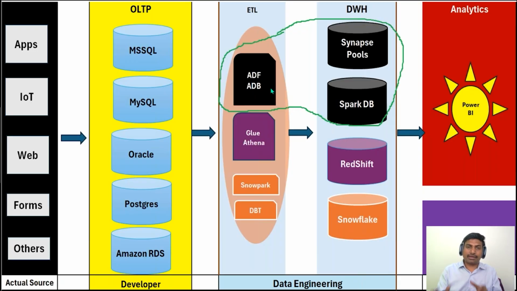I repeat again. Microsoft has two different variants: codeless, GUI, graphical user interface, and code-based. Again, for the warehouse, the rightmost side, there are again two flavors. One is the Microsoft warehouse, Synapse. And the second one is an open source warehouse within the Microsoft platform called Spark.